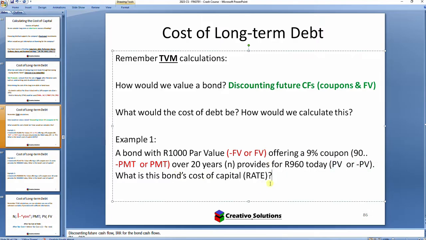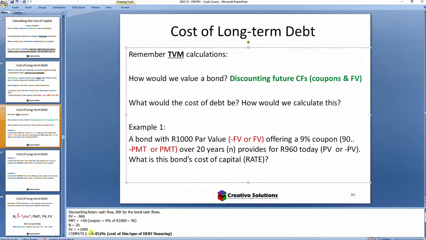What rate do you get? If you solve for I, what do you get? 9.45. Yes. Okay, both agreeing. Well done. That's correct. So that is the rate. Remember, what did we just calculate? We calculated the bond's cost of capital.